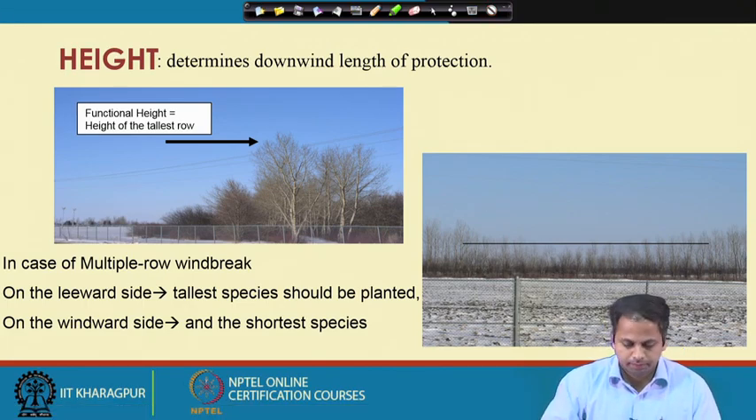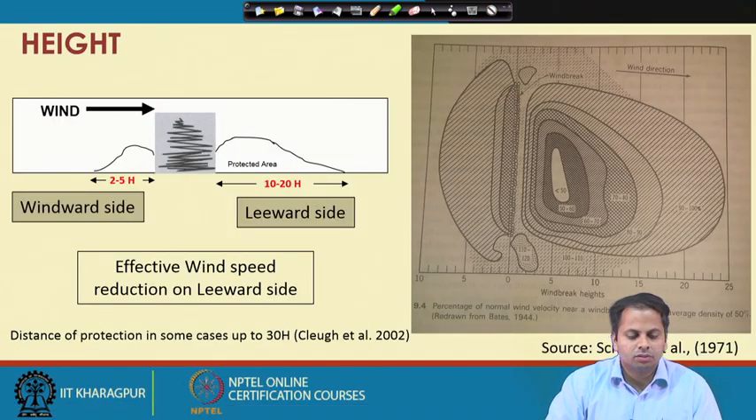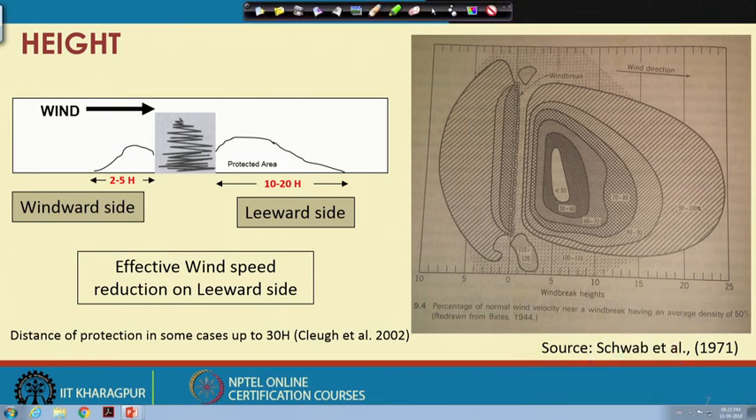Okay. So, the effect of height we can see here. Suppose this is a wind barrier, one cross section of a wind barrier, and let us say this is height h here. The purpose of a windbreak is to reduce the wind speed. Our desired area is this one. So, we are planning for the leeward side of the windbreak.